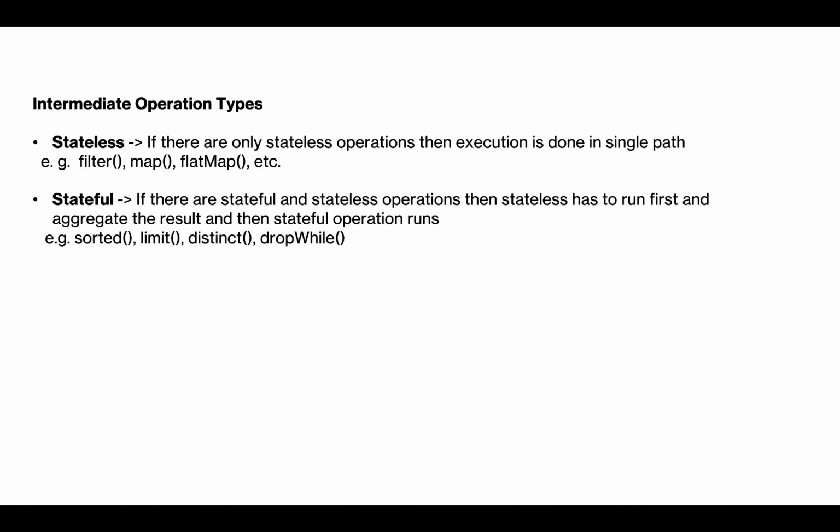Okay, so intermediate operations are also divided into two types: stateless and stateful. Intermediate operations are, for example, filter, map, flatMap, sorted, limit, distinct, dropWhile. If there are only stateless operations like filter, map, flatMap, then they'll be performed in a single pass. The execution will be done in a single pass, and we'll get the result, like if we have list.stream.map.collect.